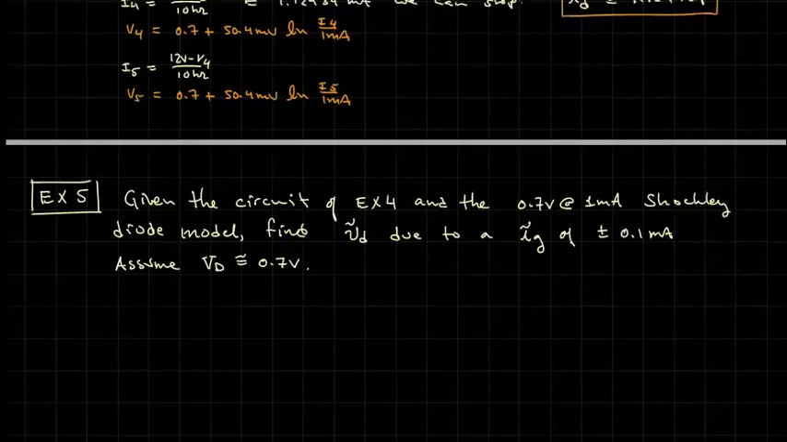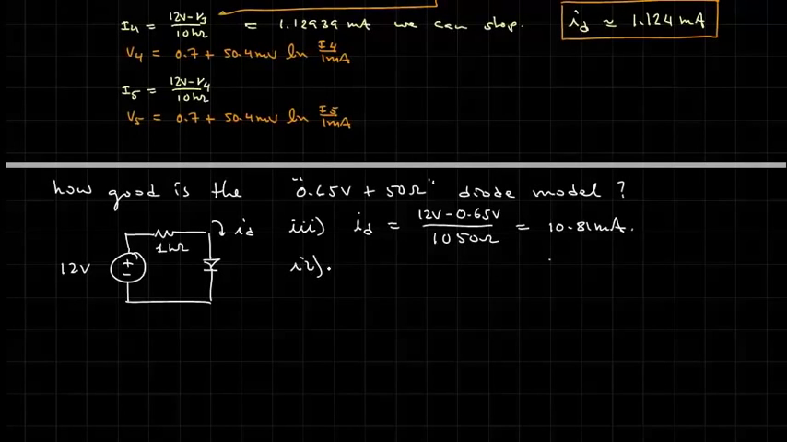Okay, so I'm going to resolve this one more time. So if we had a 1K instead of 10K, then the voltage plus resistor constant slope diode model would give us a current of 12 volts minus 0.65 volts over 1050 ohms, which is 10.81 milliamps. All right, the Shockley equation, when solved, will yield ID equal to 11.18 milliamps, which is about a 3.3% error.